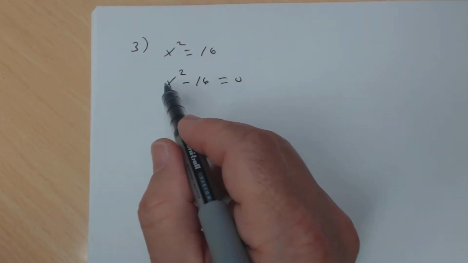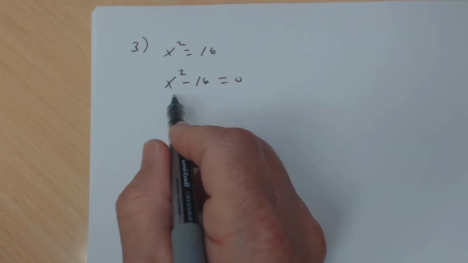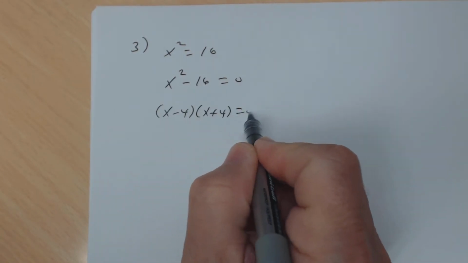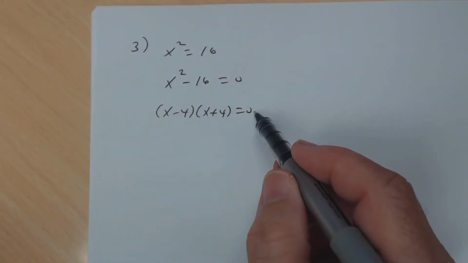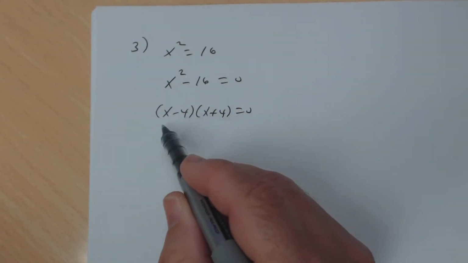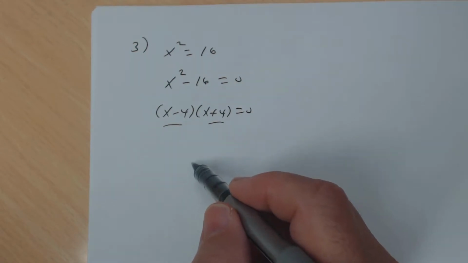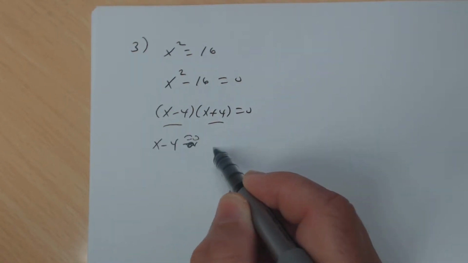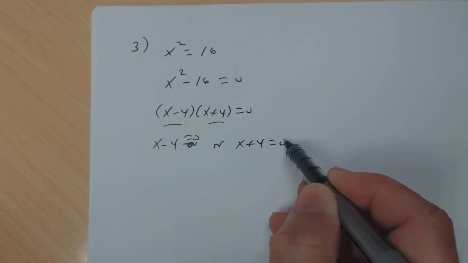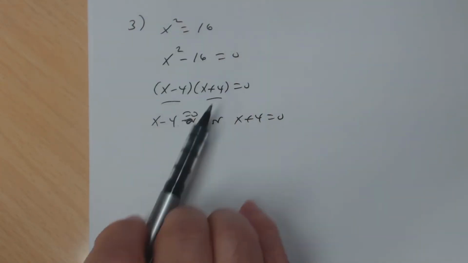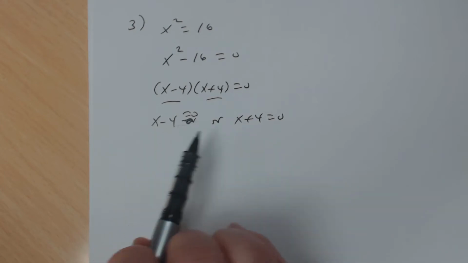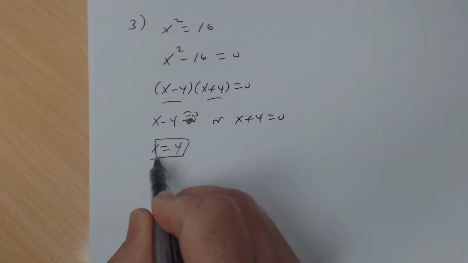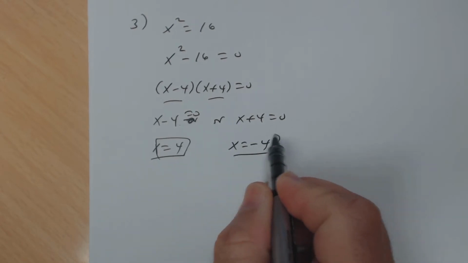Well, remember, this is the difference of two squares. So when I factor this, I get x minus 4 times x plus 4 equals 0. And then by the zero factor property, I said each of these factors equal to 0. X minus 4 is equal to 0, or x plus 4 is equal to 0. So I went from a quadratic equation to two linear equations. And so my solutions are 4. And over here I get a negative 4.